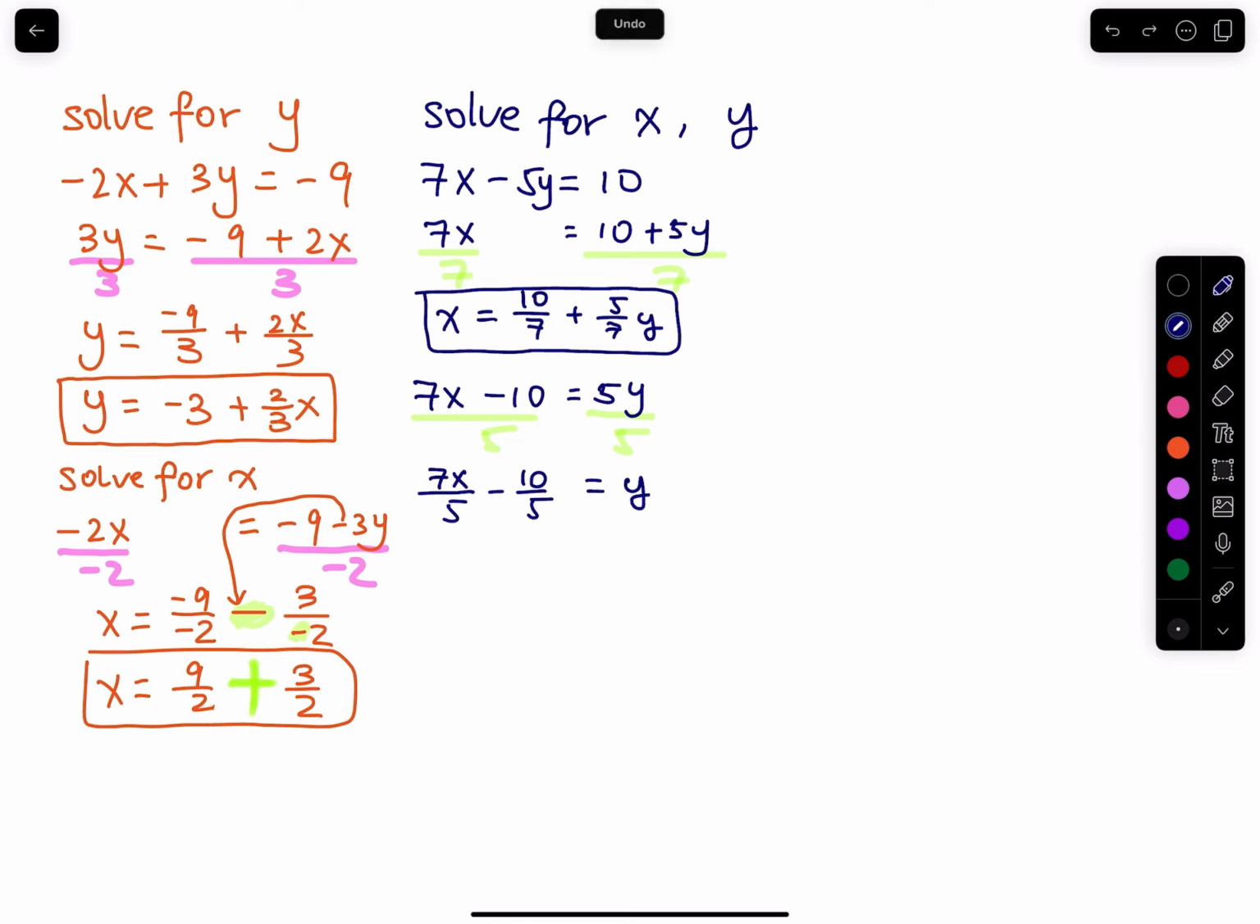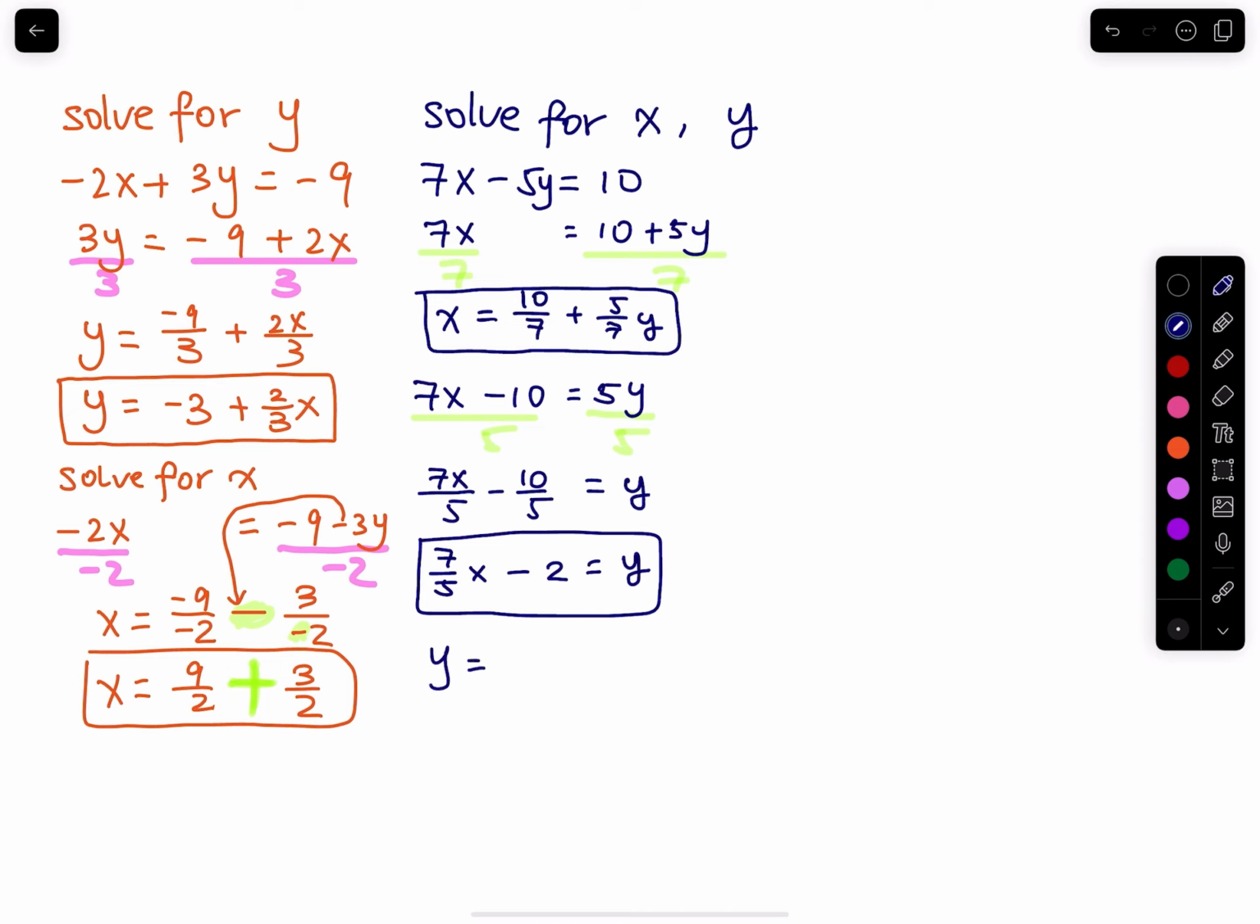Okay, I'm going to do one more line. 7 over 5x minus 2 equals y. This is done. Or you can write y equals 7 over 5x minus 2. This is just like 1 plus 3 equals 4, which is the same thing as 4 equals 1 plus 3. You are just exchanging the position of the left side and the right side. Same thing. Like 5 minus 2 equals 3, and 3 equals 5 minus 2.